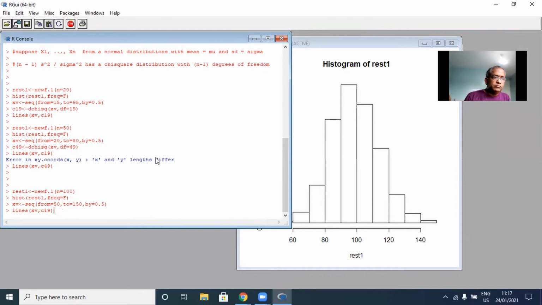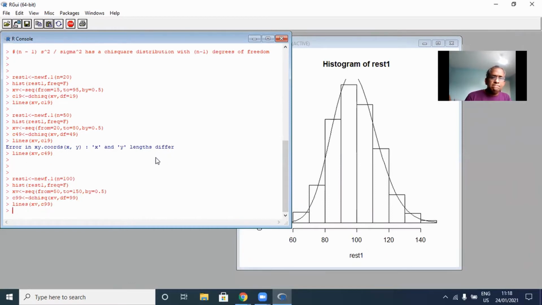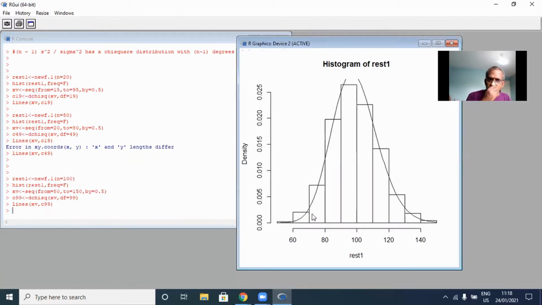And now the degree of freedom, because n is 100, n minus 1 will be 99, right? So let's call this C99. Now if you do the lines, this is what you get. So once again, the fit is pretty good, as you can see.